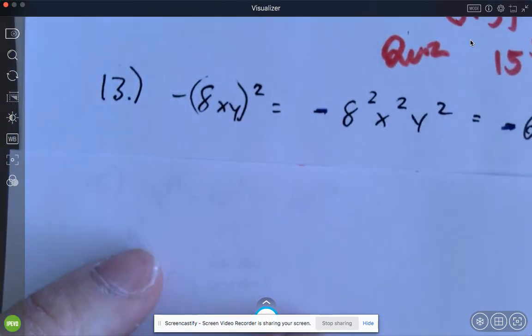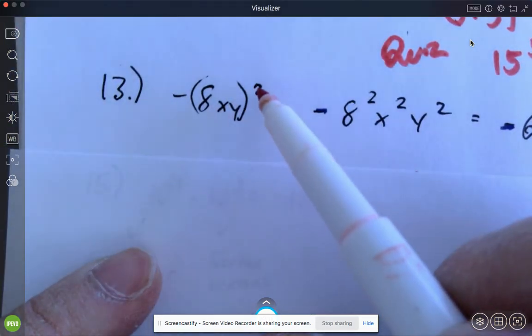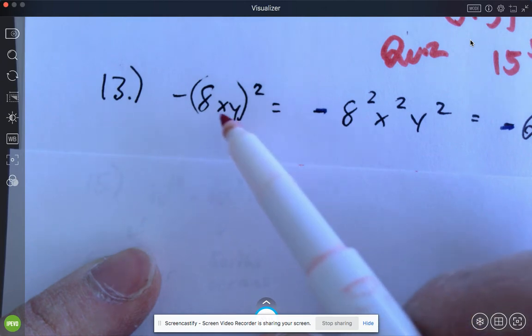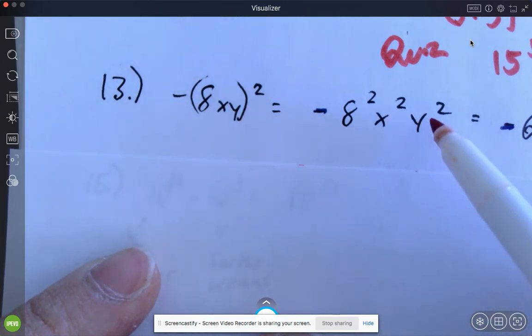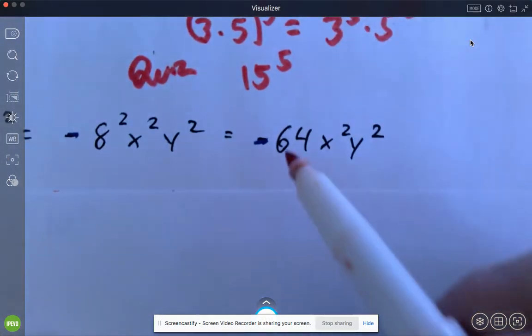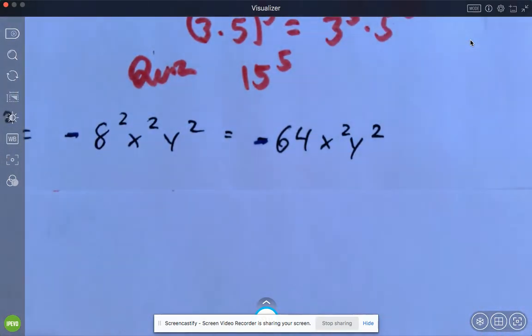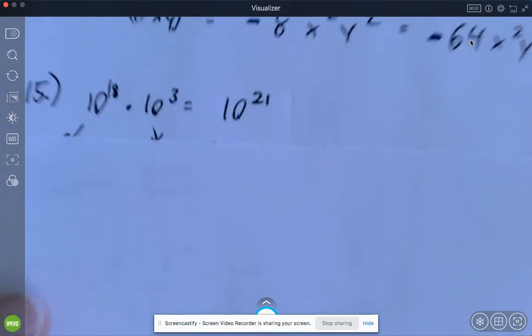Number 13. All right, so the negative's on the outside, so it stays out there the whole time. I distribute the 2 to the 8 to the x and the y. And it looks like this, keeping that negative out there. 8 squared is, of course, 64, so that's what I wrote for number 13.